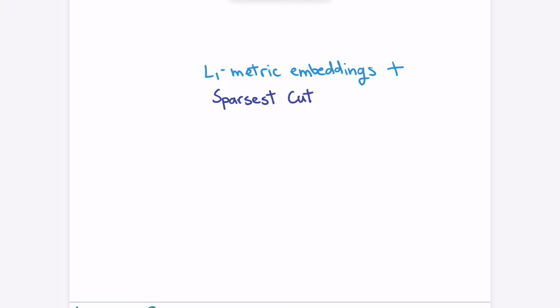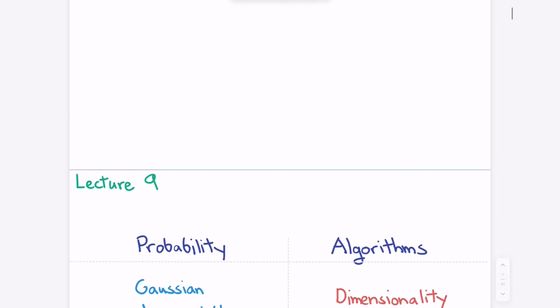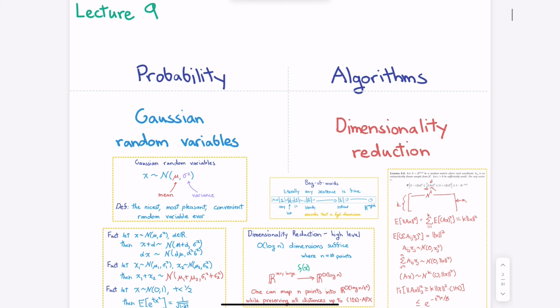But given that the class is chopped in half, in the old version, I used to introduce sparsest cut, get that motivated, and then do the L1 metric embedding. I'm going to flip it. We're going to try to do the L1 metric embedding, get that done as a tool, and then next class we'll worry about the sparsest cut problem and use it.